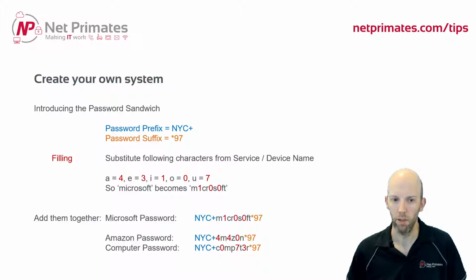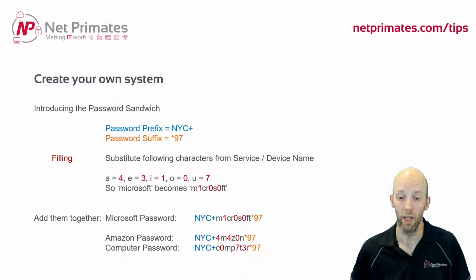I can use the same process to generate my Amazon password or even my computer password. So it's a very simple process. And I know I've gone through it at quite a lot of speed there, but if you take the time to work out how to do it for yourself with letters and numbers, prefixes and suffixes that mean something to you, it's a really good way of getting started.